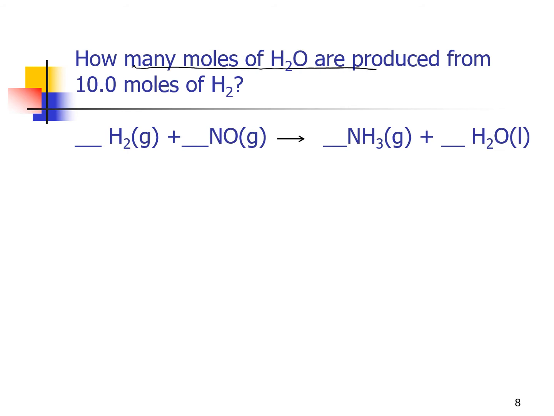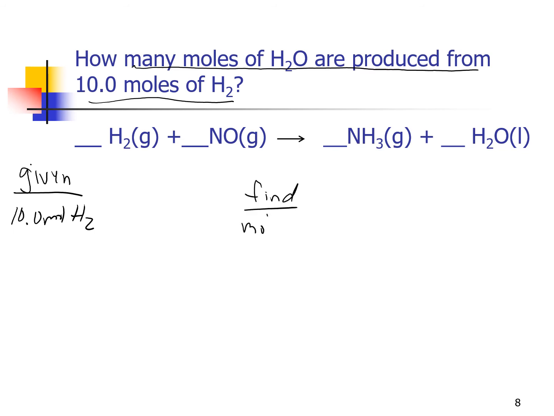How many moles of water are produced from 10 moles of hydrogen? So we'll start by recording what's given, which is 10 moles of hydrogen. And what we're trying to find is moles of water, our question. And how we go from moles of one compound to moles of a different compound is using the coefficients in our balanced equation. So we are given an equation and we need to balance it.